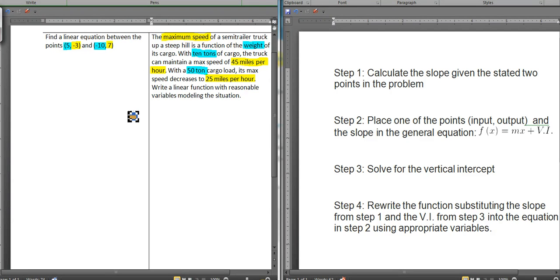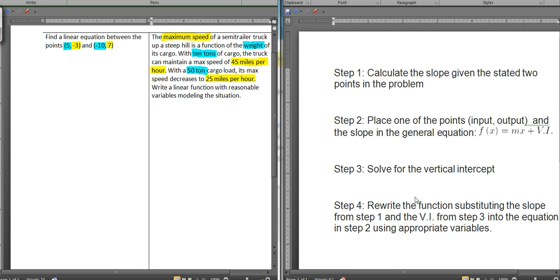We're going to look at two different scenarios in terms of finding equations to lines when we just know the 2 points and not a vertical intercept. So if we review the steps, we calculate the slope first, place one of the points, remember a point is an input and an output, and the slope into the general equation of a line, which is f of x equals the slope times the input variable plus the vertical intercept.